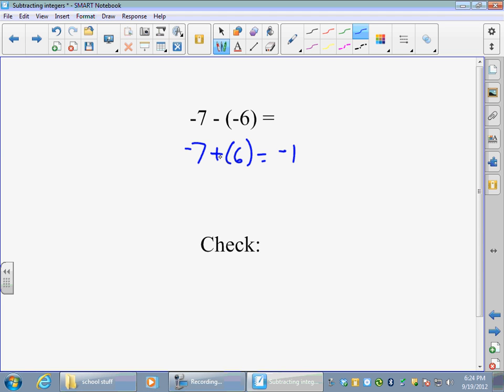Once I've changed this, it's now an addition problem. Forget that it ever even started as subtraction. Okay? Just do this with your adding rules. Take those rules out and use them if you need to, or make a number line, right? I'm starting down at negative 7. Okay, I'm starting way down here, and then I'm adding 6. So I'm coming back the other way 6 places. That is going to end up at negative 1.